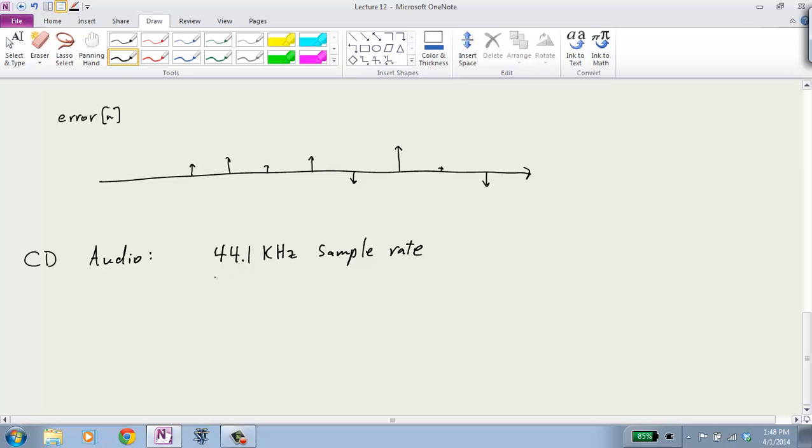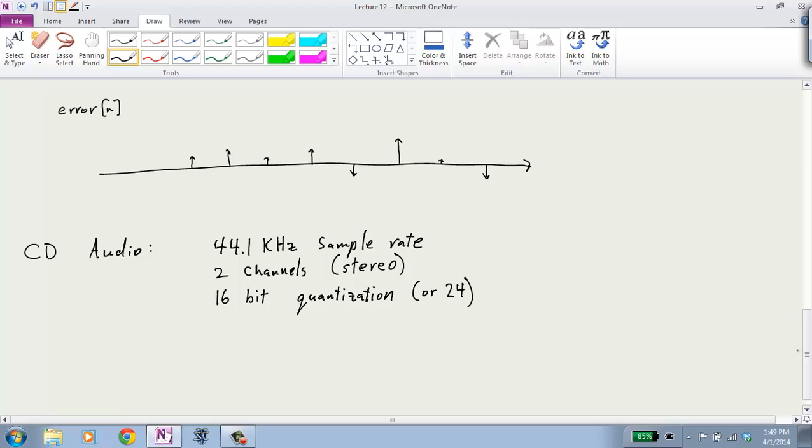Has 2 channels, generally, for stereo sound. And it uses, let's say, 16-bit quantization. You can use more than that, or something like 20 or 24. Those are pretty standard. But 16 is supposed to be sufficient for CD. Okay. So what does this mean?